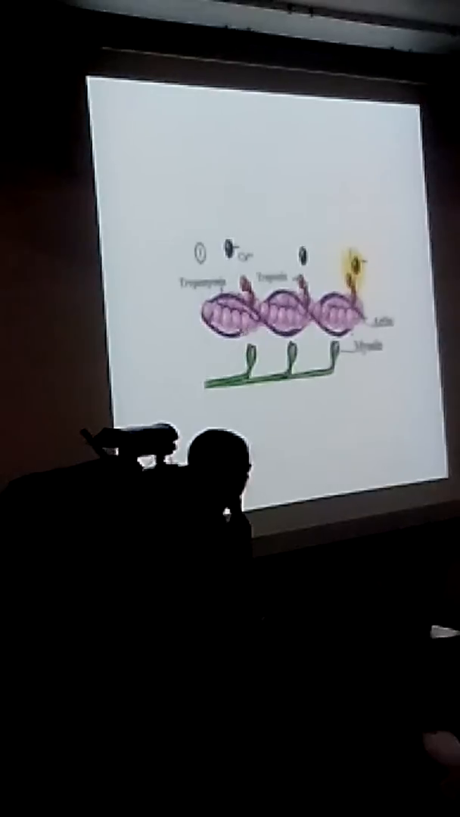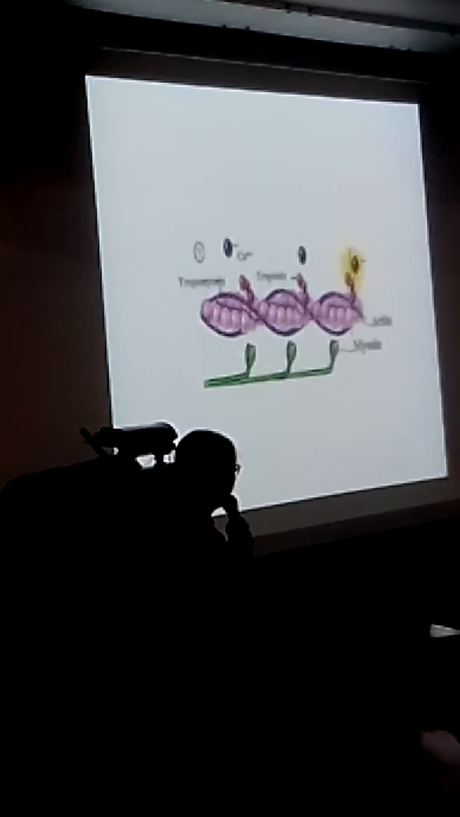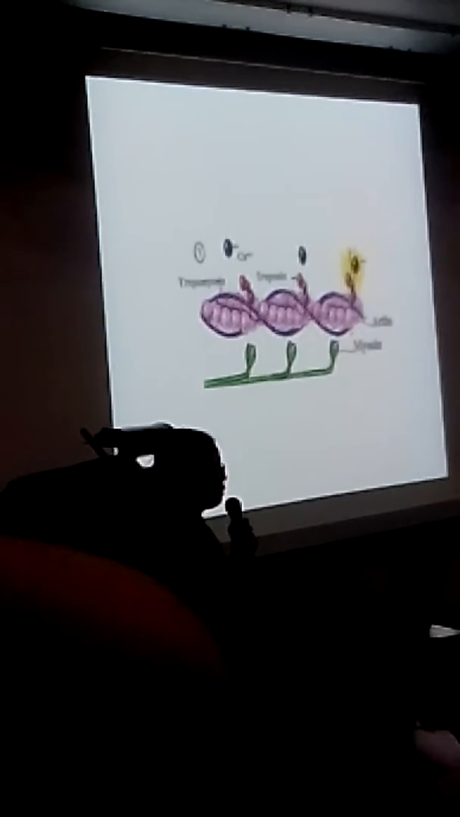So here is now calcium ion. In a relaxed state, the active sites of your F-actin are covered by your tropomyosin. When your calcium ions bind to troponin C, there will be an uncovering of your active sites.